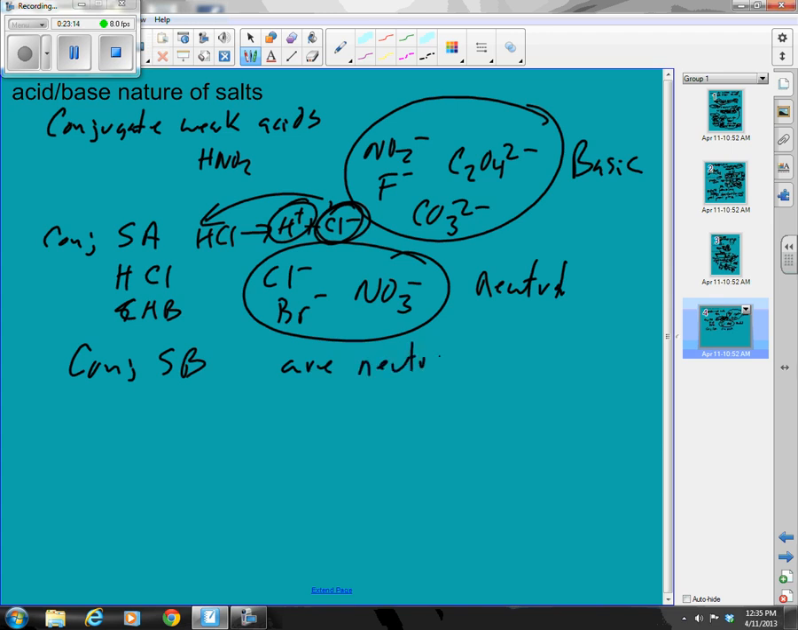And what are my strong bases? What are we talking about? Well, they are group 1 and 2 primarily. Group 1 and 2 cations, KOH, NaOH, and the conjugates then are Na plus and K plus. These guys are neutral because they will not remove a hydroxide from water.